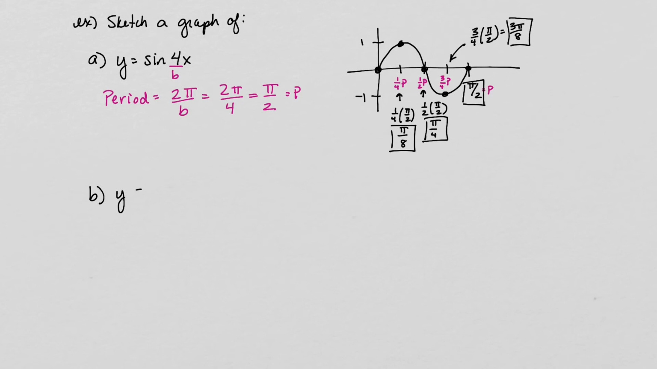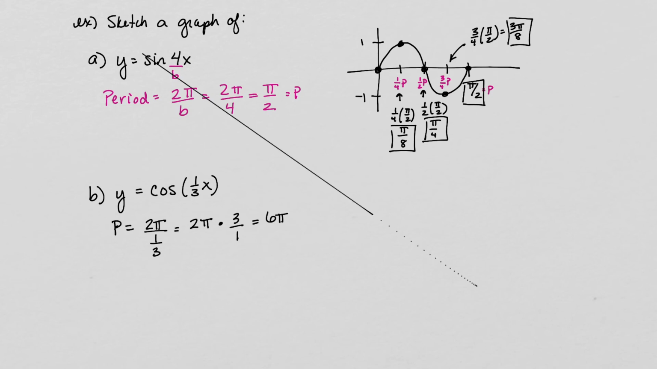y equals the cosine of 1/3 x. So again, my new period is going to be 2 pi over b. Now, b in this case is 1/3, so I have to do keep, change, flip. So keep the top, change the multiplication, flip the denominator. And so now this is going to be 6 pi.